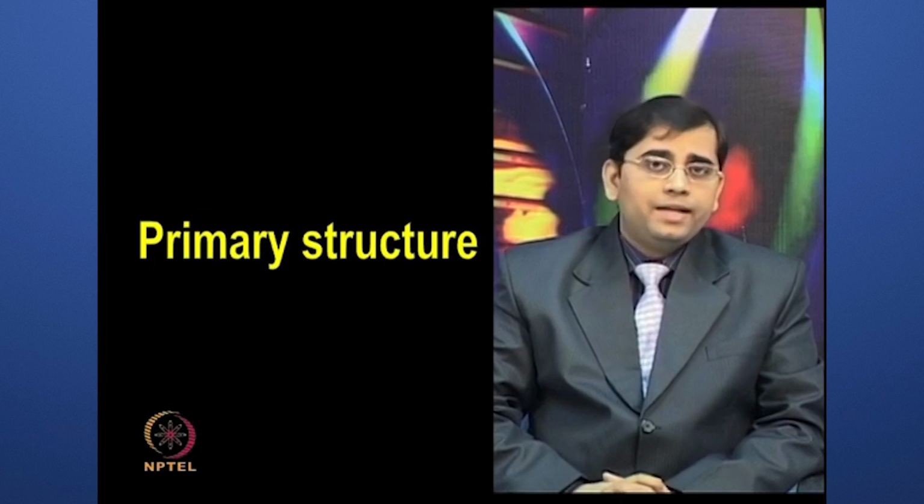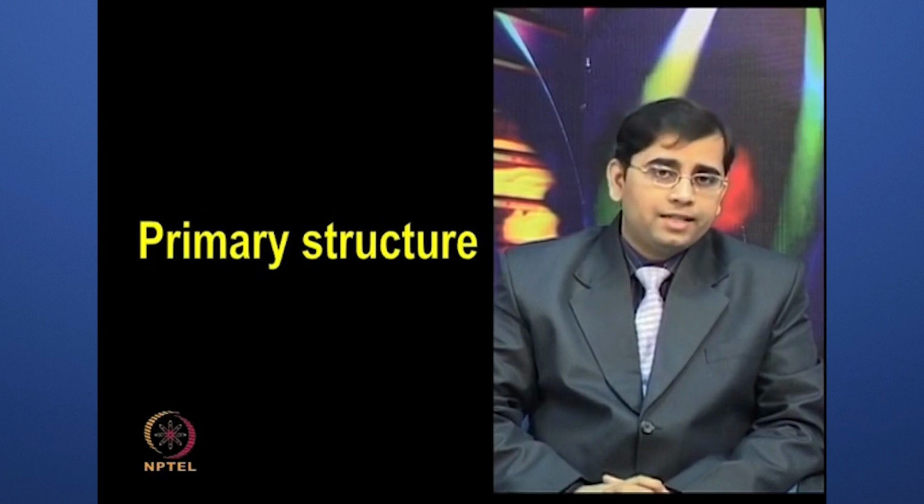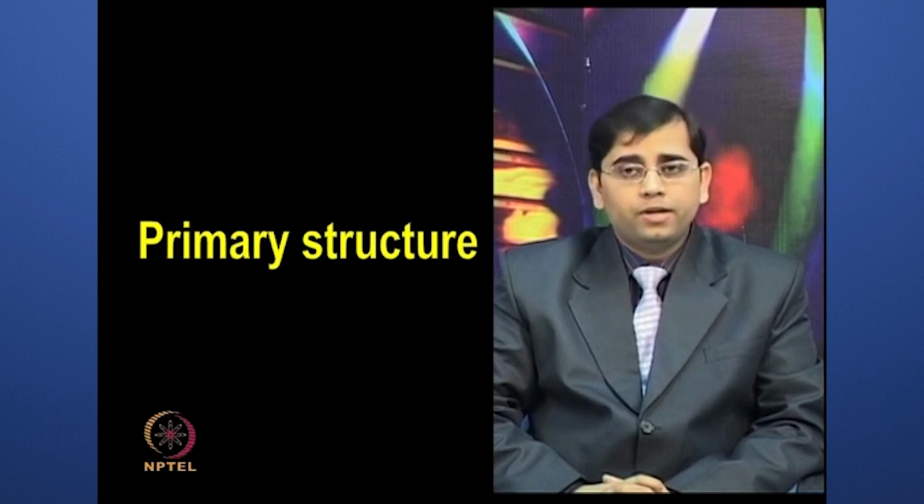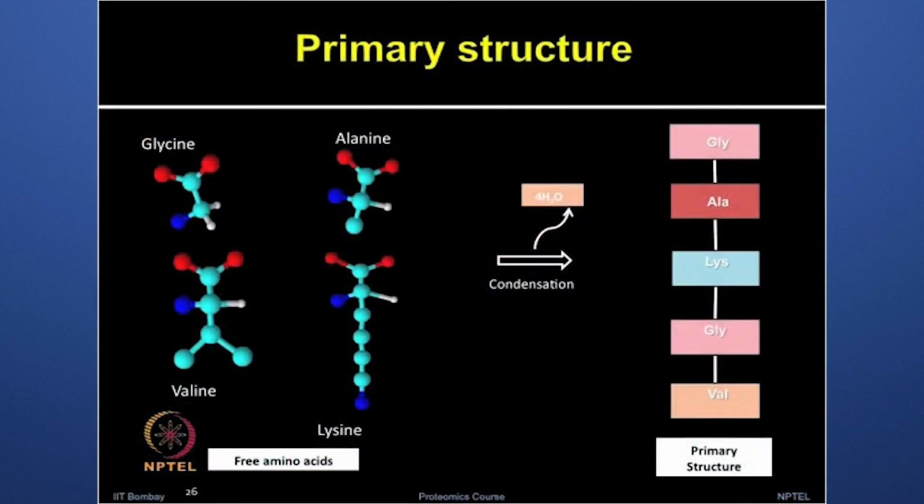Now, let us move on to different structural level of proteins, starting with the primary structure. Amino acids constitute the basic monomeric unit of proteins and they are joined together by the peptide bonds. These 20 standard amino acids can be arranged in several ways and therefore, it can give rise to unique structural and functional properties. The primary structure refers to the sequence of amino acids. As you can see on the left side, different amino acids can come together and the linear sequence of amino acids constitute the primary structure with loss of water molecule.